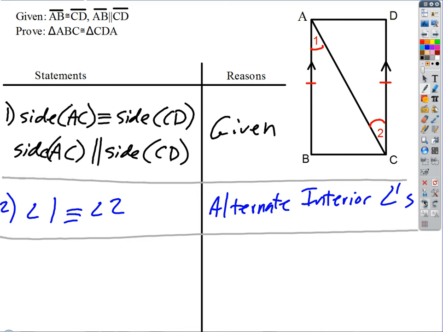Yeah, okay, good. We see that side AC is a shared side. That's low-hanging fruit. We always want to get those. Those are easy ones, right? We know that side AC is shared by each of these two triangles.